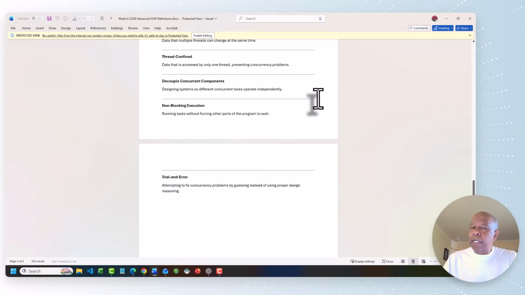So if you see, basically the crux we're going for is parallel processing, and how do we structure our programs or our systems so that we can run multiple tasks at the same time and not cause conflict in running those tasks at the same time. That's the crux of what we're talking about in week 6.